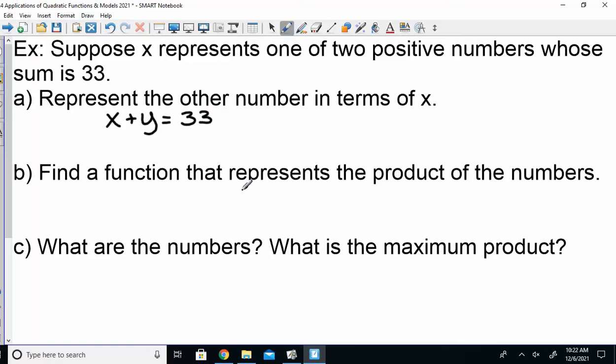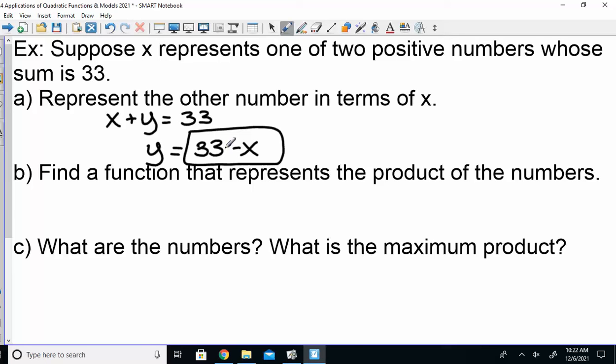But we know we can't solve equations with multiple variables. So I want you to represent the other number in terms of x. If I want to get y by itself, what would y be? 33 minus x. So that's the other number. If they add up to 33, then one number is x. The second number is 33 minus x.